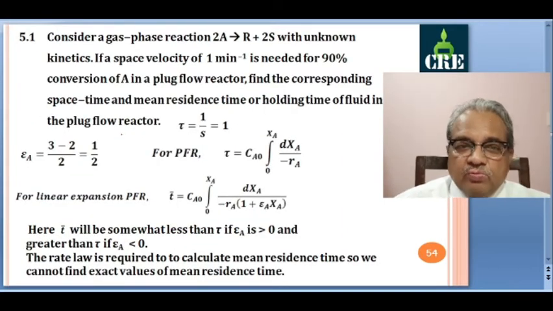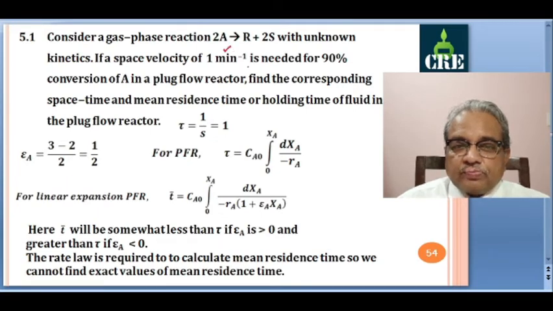Now we'll start with problems from exercises. So first 5.1, gas phase reaction 2A gives R plus 2S. So 2 moles giving you 3 moles. So epsilon A is important. It has to be considered. With unknown kinetics. Kinetics we don't know. Space velocity is 1 minute inverse. So space time tau will be 1 by S, that is 1. For 90% conversion of A in plug flow reactor, find the corresponding space time and mean residence time or holding time of fluid in plug flow reactor.